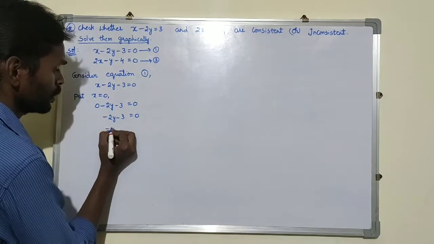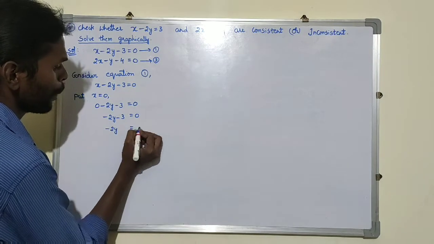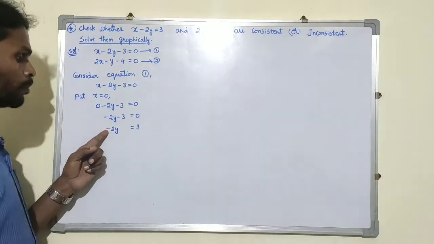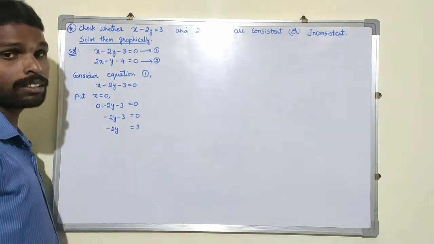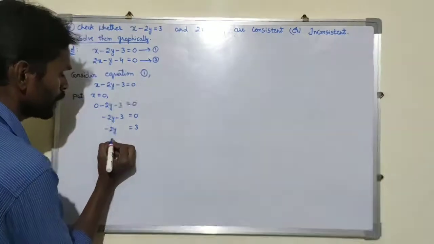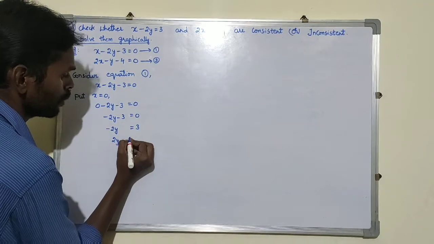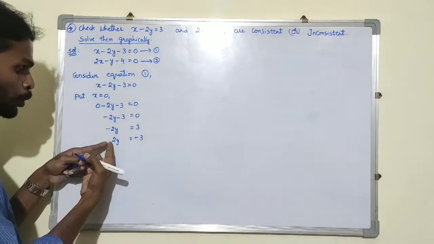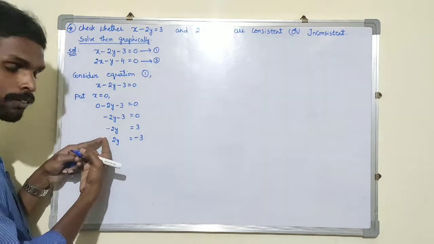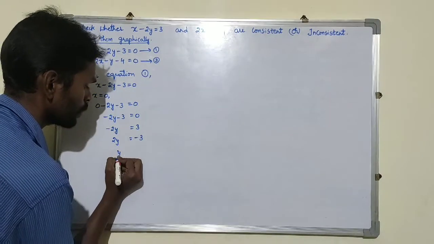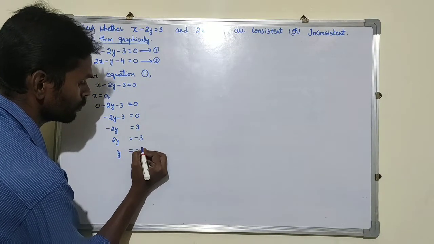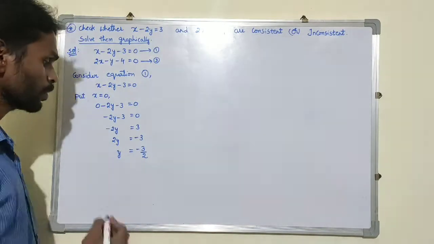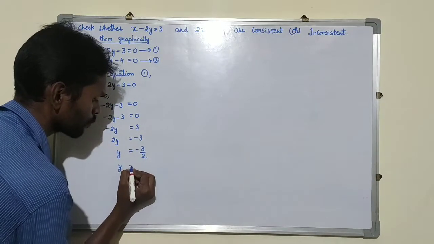So send minus 3 that side, it will be plus 3. Multiply both sides with minus. Minus into minus is plus, plus into minus is minus. Now 2 is multiplying this side. If I send 2 that side, it will be dividing. It will divide 3. So you know the value.